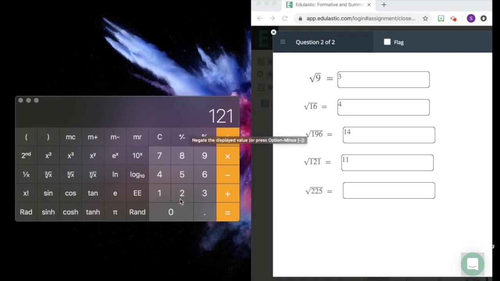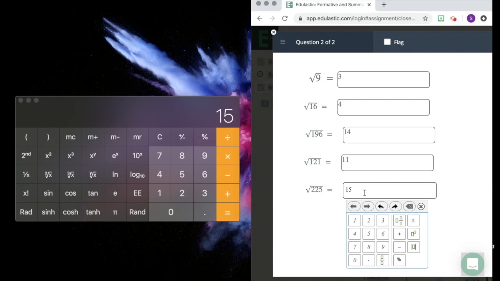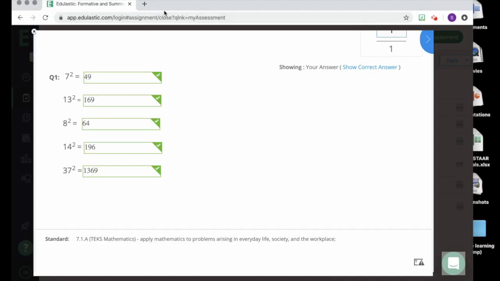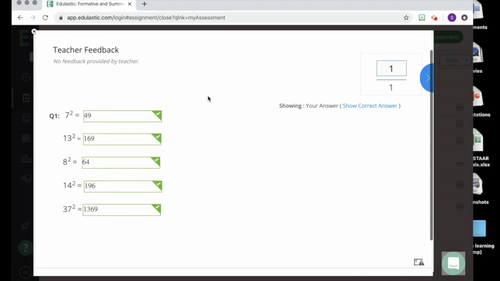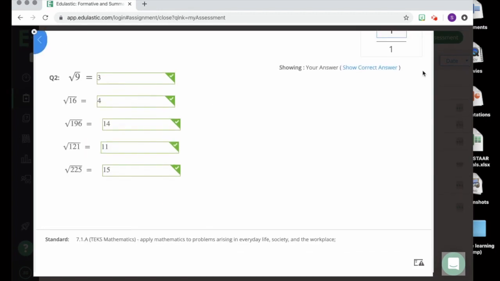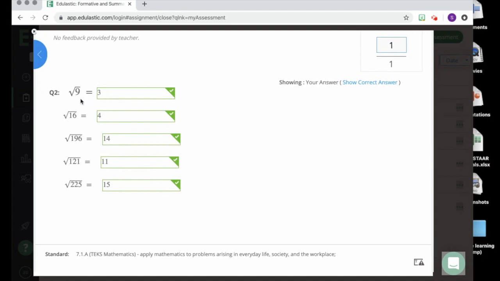And then finally, 225. What is the square root of 225? 15. Because 15 times 15 is, guess what? 225. All right, now that we're done inputting our answer, I just want you to know that we got all of them correct. And here is the results for our submission of square roots.